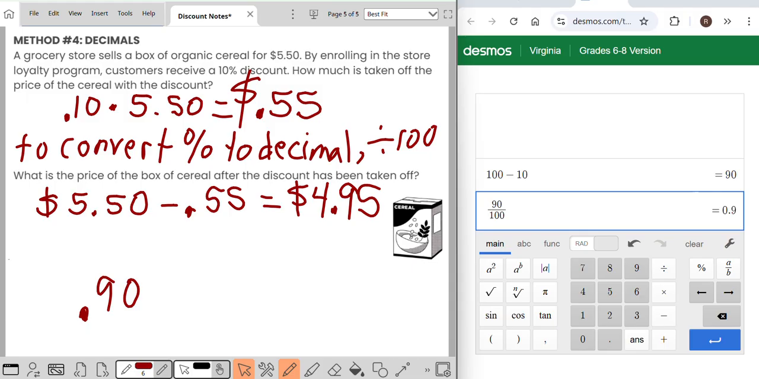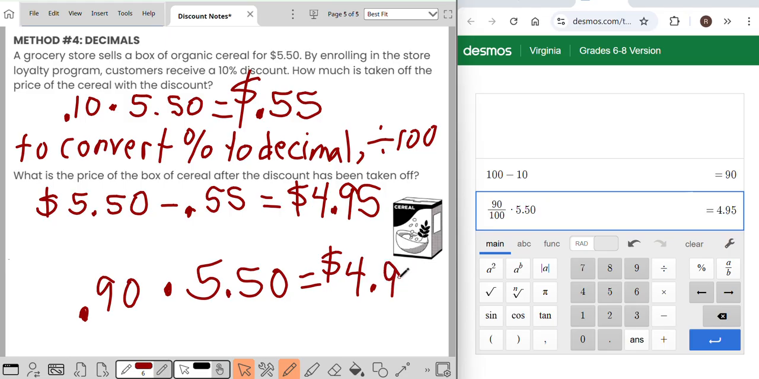So let me see if I can get that erased. I probably cannot, so let me just leave it there. 0.9 times the price, which is 5.50, equals, and let's go ahead and put that in there, times 5.50 equals $4.95. So that's the quicker way, I think, to use decimals to get the price.